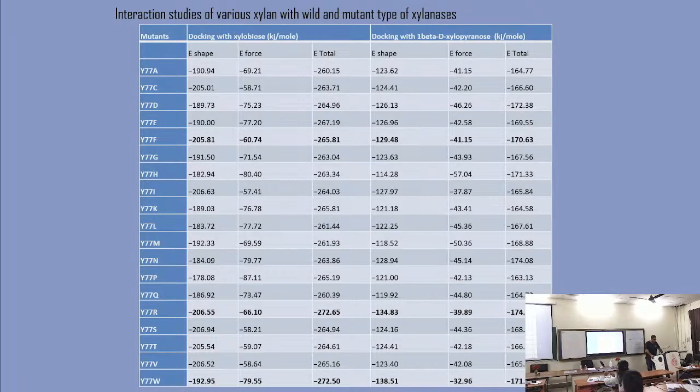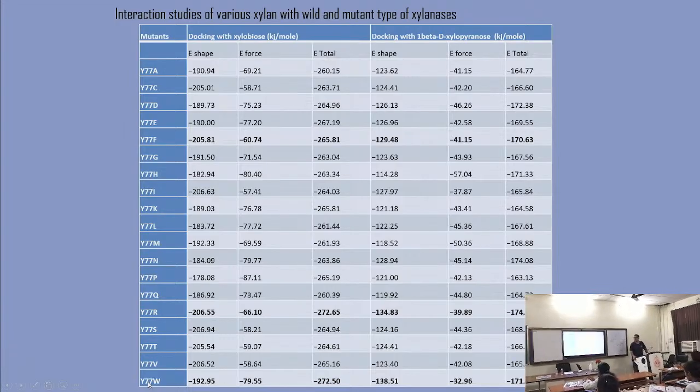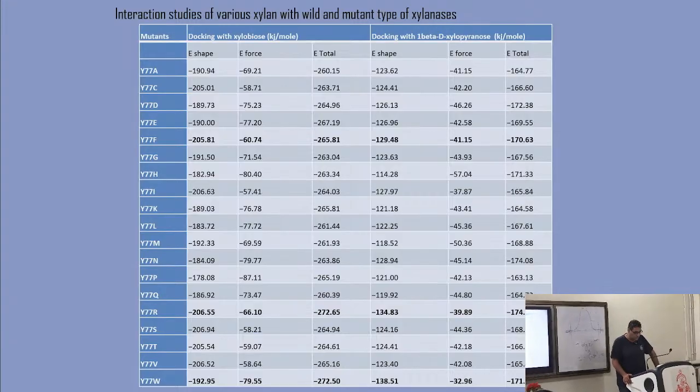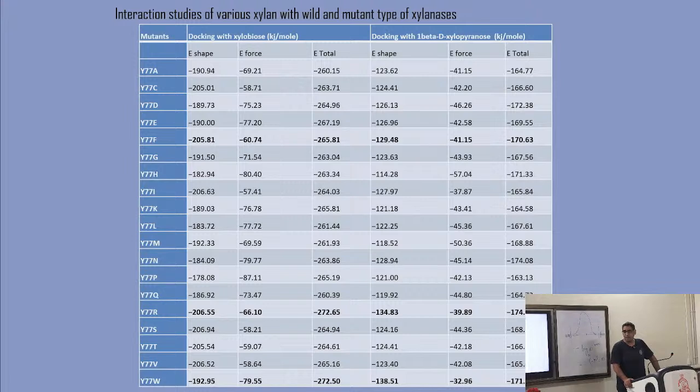So if you see, these are the various mutants which we have generated online, and these are the docking study with wild and mutant type of xylanases. So if you see here, we got this Y77F mutant, along with Y77R and Y77W. So these are the crucial mutants which are generated through in silico tools, and they are telling that they are having a better capability and capacity for xylobiose and xylopyranose. These are two substrates used for the pulp and paper industry, also for the biofuel industry.